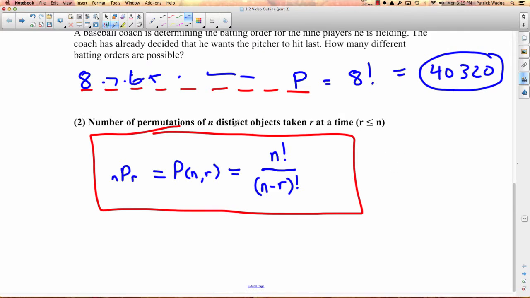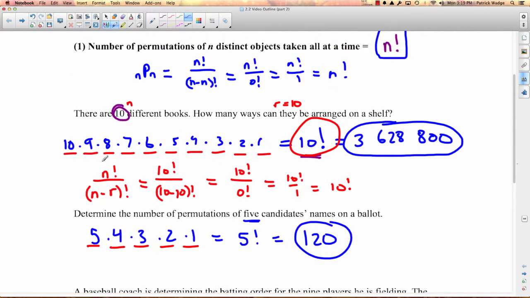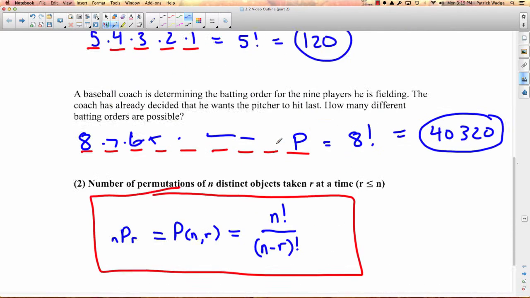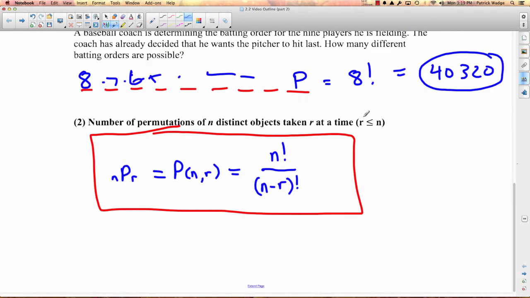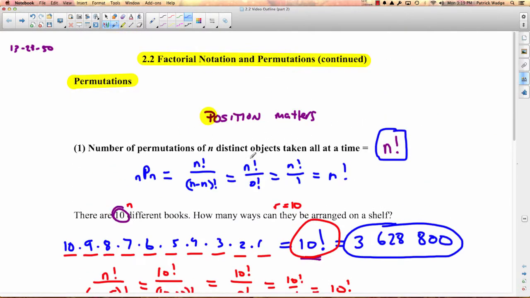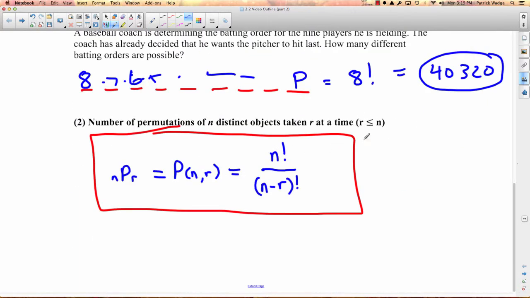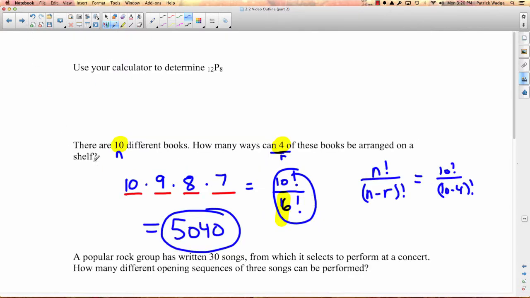Okay, so this formula right here actually works even for the first case, where you're taking all the objects at once. Notice that r has to be equal to n, that's like up here, because you're using all the objects, or r has to be less than n. But it doesn't make sense to have r bigger than n. That'd be like having 5 objects and arranging 10 of them on the shelf. Well, there's only 5 of them. That doesn't make sense. Alright, boy, we were jumping around here.